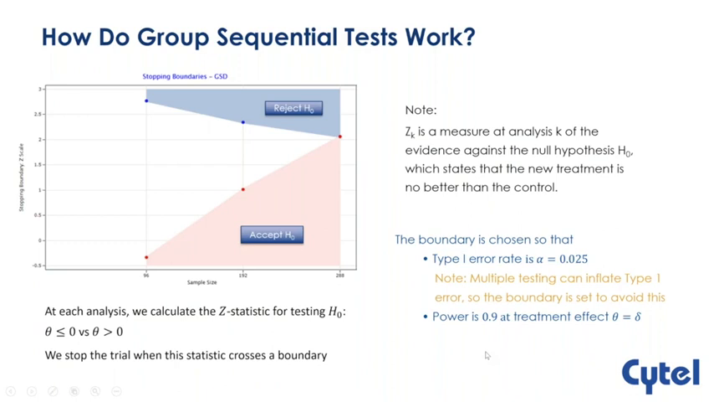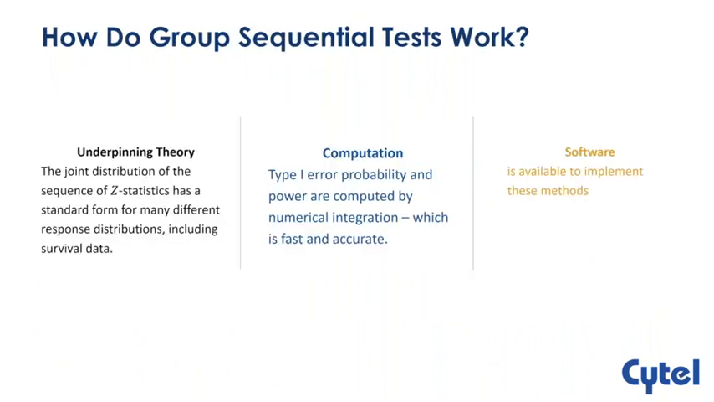How do we do that? Well, first of all, we have some theory. We know the behavior of the sequence of z statistics as they evolve over time. It's easy to derive that if you have simple normal responses. What's really nice is that it turns out that in lots of other situations, we get the same joint distribution of that sequence of z statistics. And those situations include survival data, if you're doing a sequential form of the log rank test, or looking at parameter estimates for a treatment effect in a Cox model. So we can use the same construction in all these different settings.